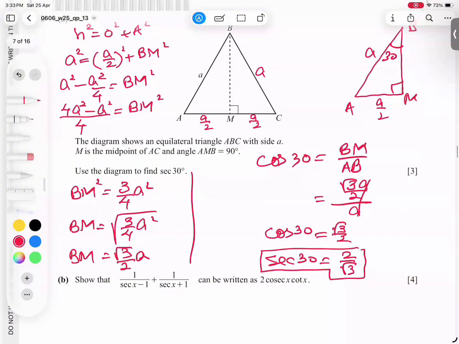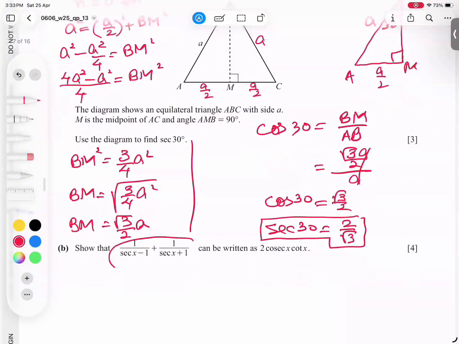Okay, done. So let's talk about the lower question. Show this can be written in this form. So step number 1, take the LCM. And the LCM is the product of both values in the denominator.